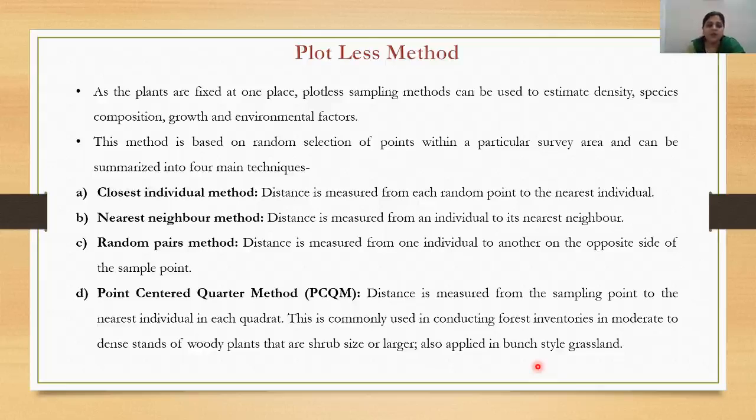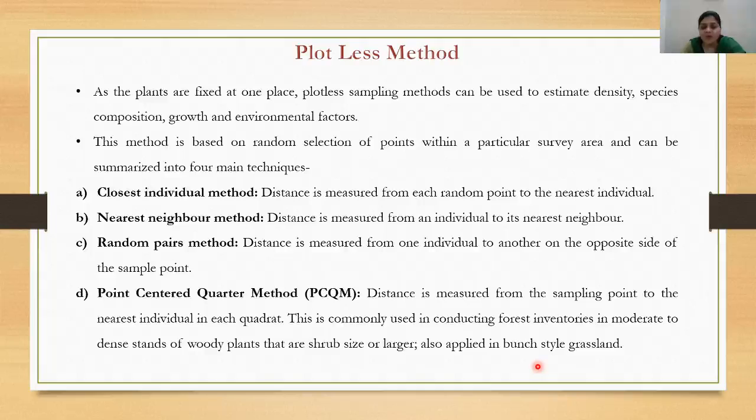Then the third method is the random pairs method. In this method, distance is measured from one individual to another on the opposite side of the sample point. So again the distance of one individual from another, which is located on the opposite side, is measured. And the fourth type is the point centered quarter method, in which the distance is measured from the sampling point to the nearest individual in each quadrant.